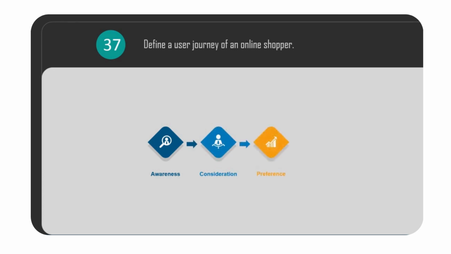And the next would be the preference. Online shoppers establish a preference in terms of which website they want to purchase it from. And based on their research, they're going to be looking for that particular store or shop. Now, the next one would be the purchase. Customer makes a decision of purchasing the product. So this is how the user journey of an online shopper is.